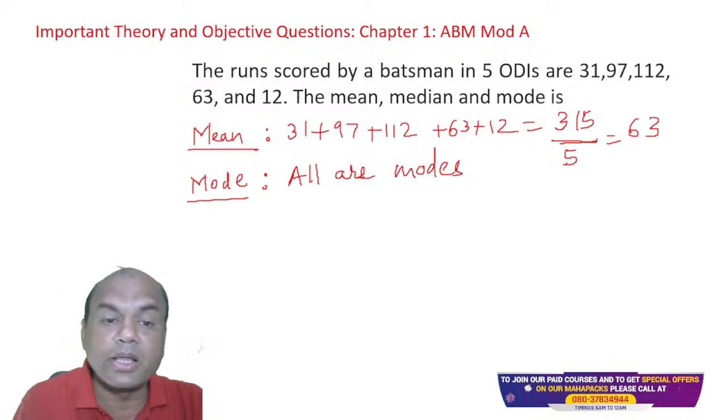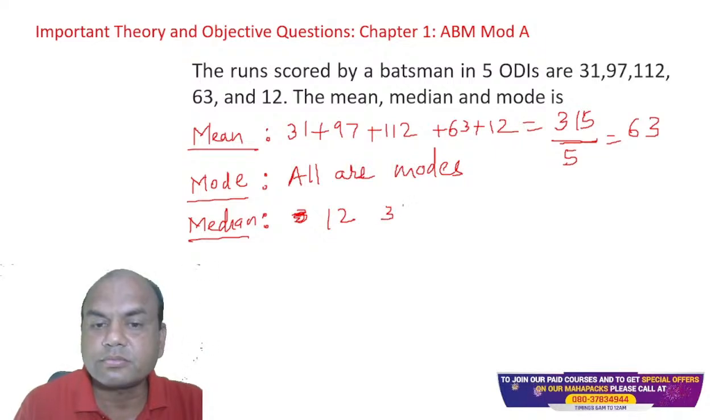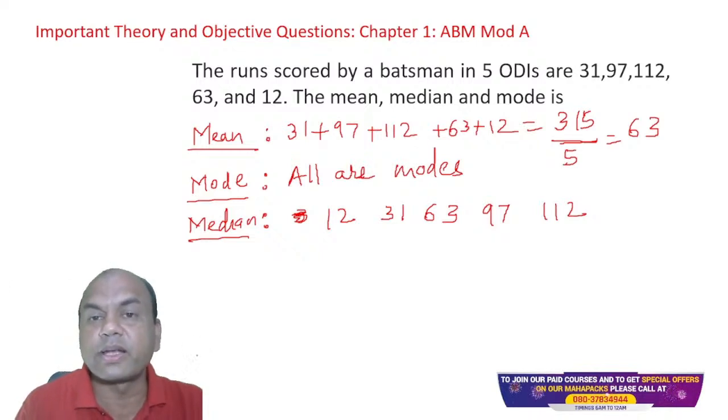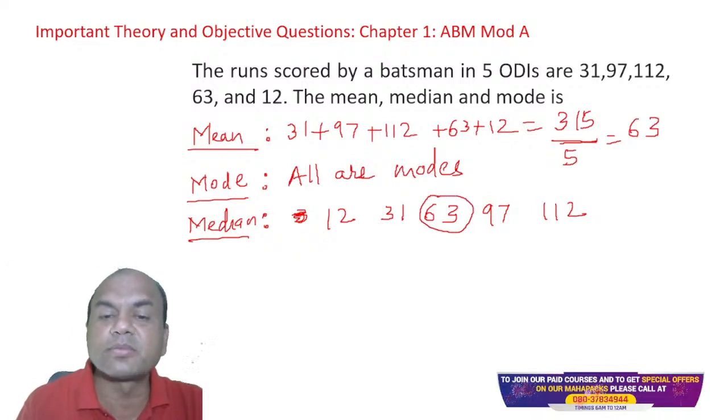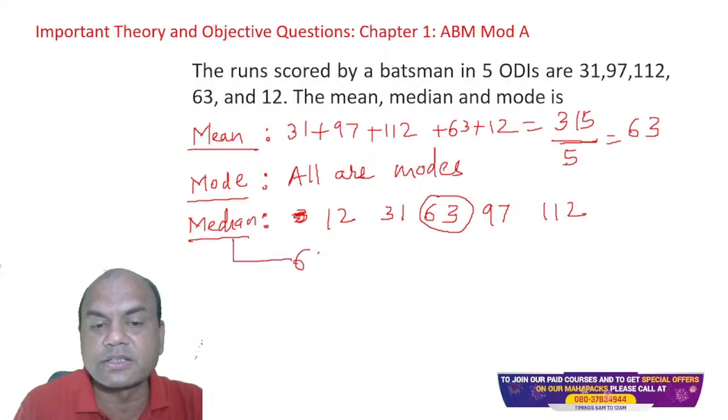Okay? Now median. How to find out the median? What did I say about the median? First arrange from the lowest to the highest. So arrange them. First is 31? No, not 31. Lowest is 12. Then 31. Then 63. After that 97. And last one is 112. Right? So arranged. Whatever is arranged, find the central number. Which is the central number? 63. So 63 is my median. Median equals 63.